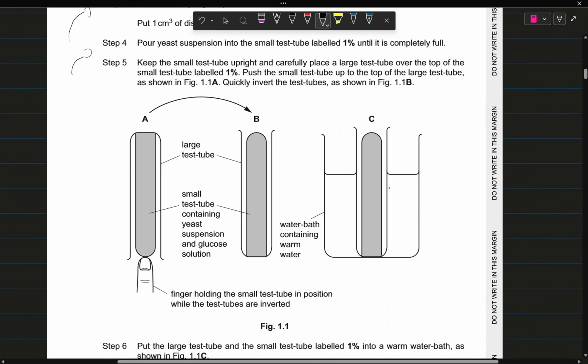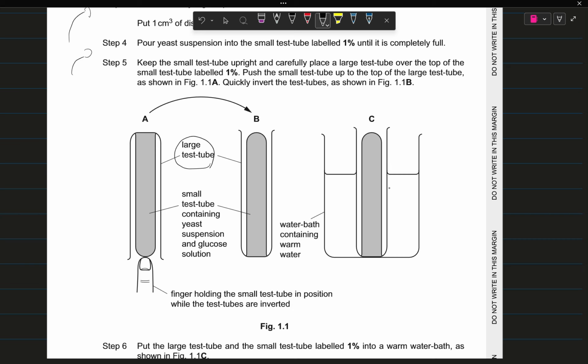So what do we do with that now? Okay, now we have a fully filled test tube with glucose and distilled water, which of course makes it 1% glucose. And then we fill that with a yeast suspension, so that it's filled to the very top. What will we do? Basically here, we already have this test tube, right? What we'll be doing now is that we take another test tube that is large and we invert it on top of the test tube.